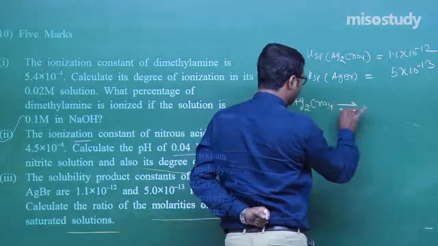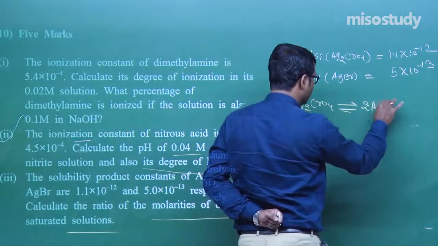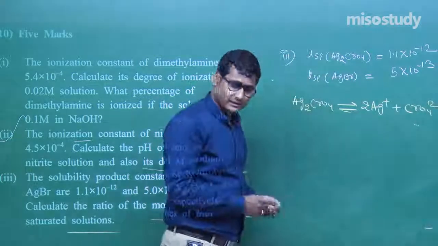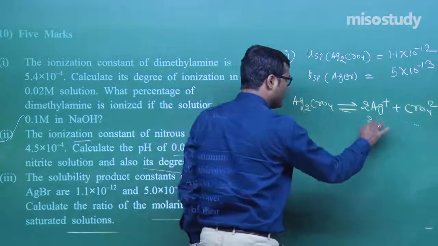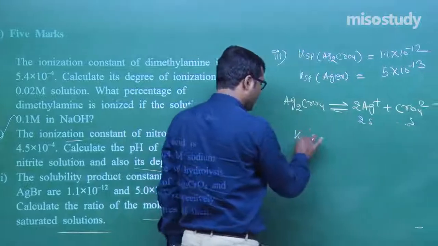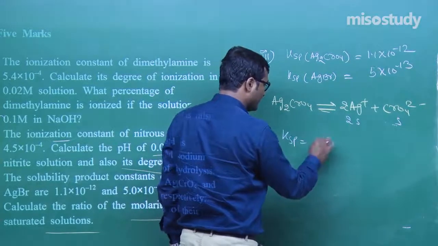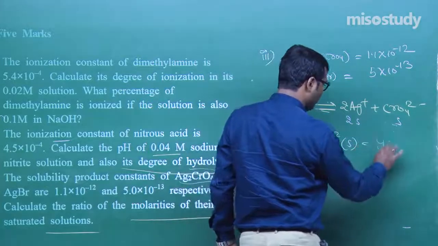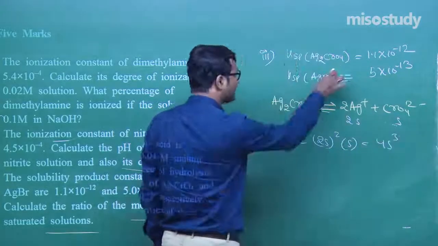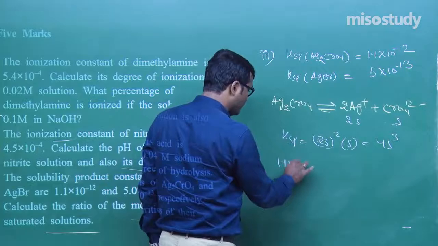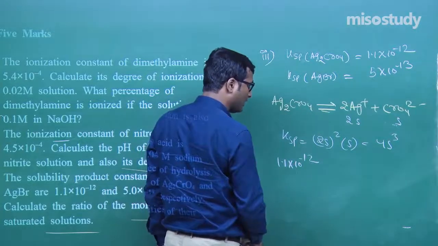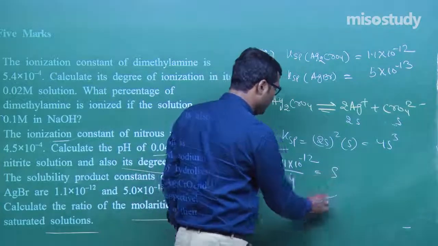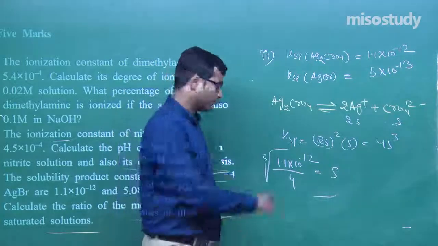First of all, Ag2CrO4 dissociates like this: 2Ag+ plus CrO4 2-. Now this is 2s, this is s. Do you remember how to write this? Yes, Ksp = (2s)^2 × s, that is 4s^3. So Ksp, given as 1.1 × 10^-12, upon 4, and the cube root gives you s. Clear? This is the complete route.